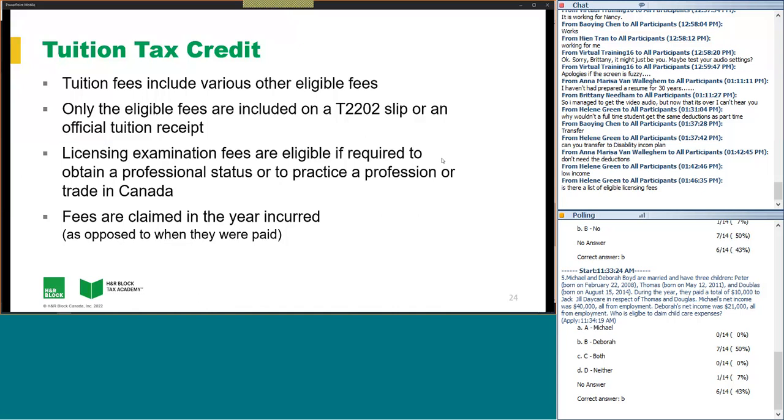Again, most of the time we have a T2202, the university or the college has decided what your fees are. Similarly for this course, you're going to get a T2202 for this course. We have determined which portion of it is eligible for the tuition fee. That's what you're going to put on your return.